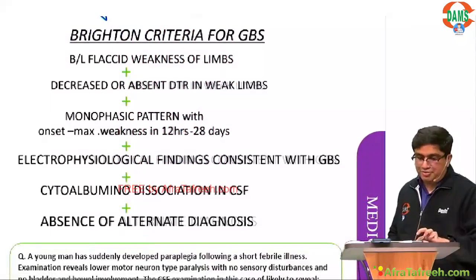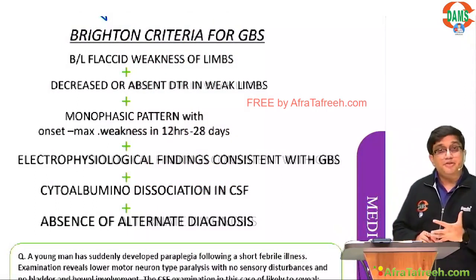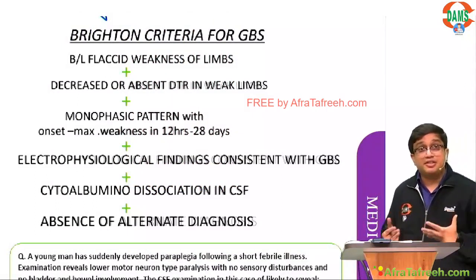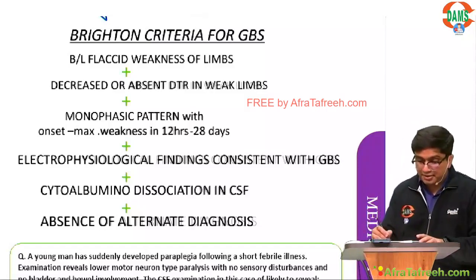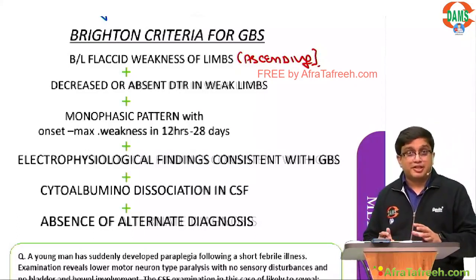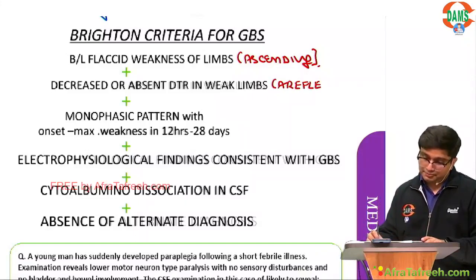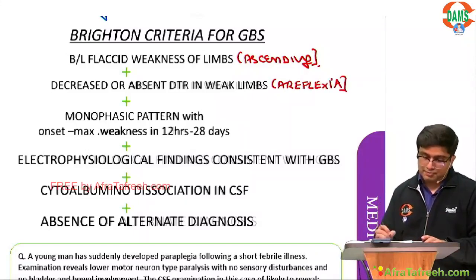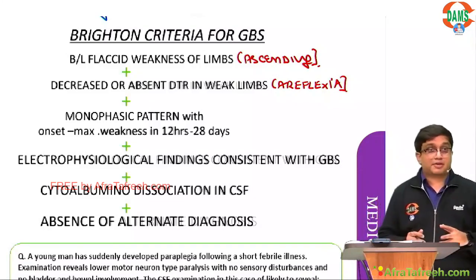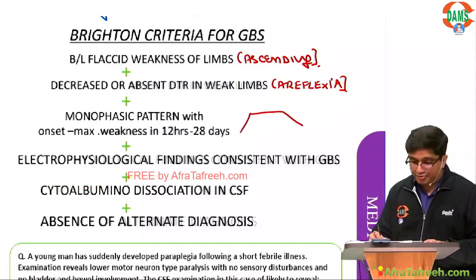Now a quick recap of GBS, Guillain-Barré syndrome, the Brighton criteria that we have to diagnose it. The patient has got bilateral flaccid weakness in the limbs. If you remember, the pattern is always seen to be ascending. Decrease or absent DTR in the weak limbs that we know in a format of areflexia in the patient. Monophasic pattern, which is an onset to the maximum weakness that would be achieved in them within 12 hours to 28 days. That accounts to 4 weeks.